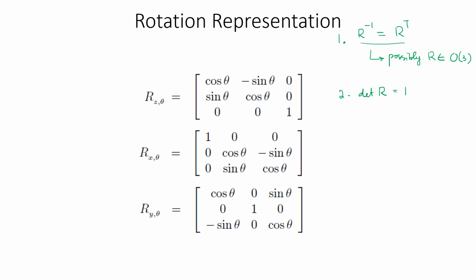And that is one of the properties of the orthogonal matrices. To be specific, if it is always positive 1, it is going to be the property of special orthogonal matrices, not the general orthogonal matrices.